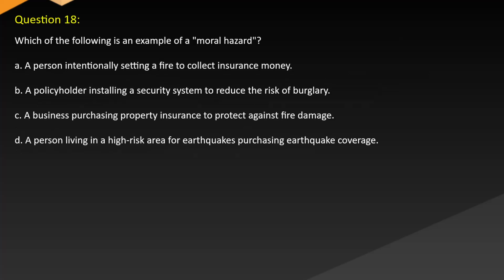Question 18. Which of the following is an example of a moral hazard? A. A person intentionally setting a fire to collect insurance money. B. A policyholder installing a security system to reduce the risk of burglary. C. A business purchasing property insurance to protect against fire damage. D. A person living in a high-risk area for earthquakes purchasing earthquake coverage.